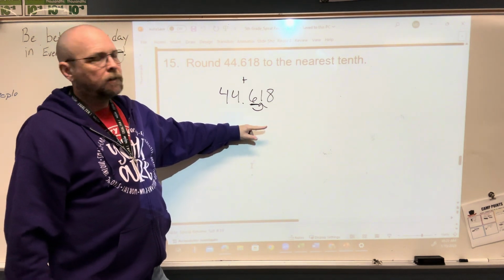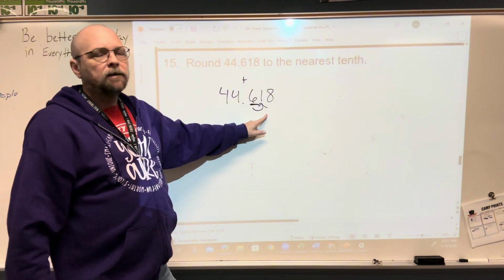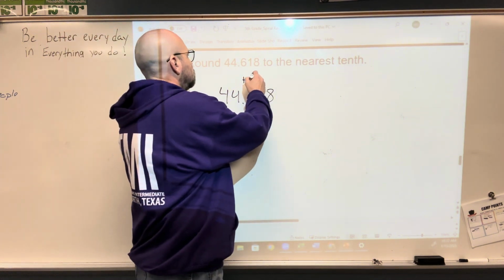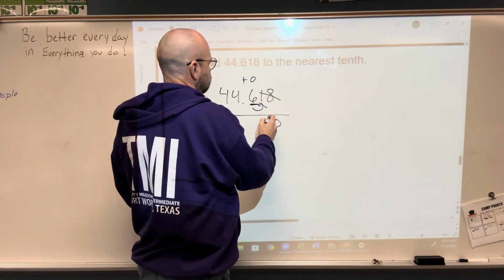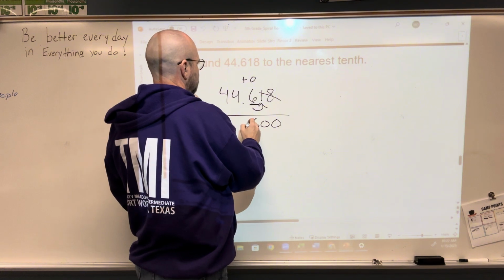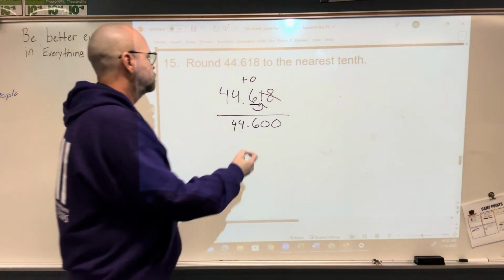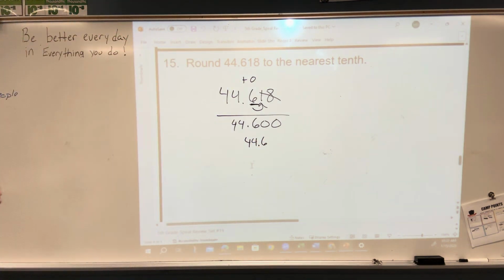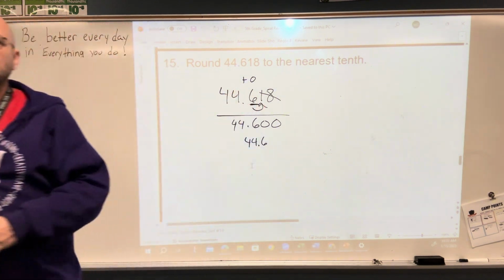Behind it is a 1. If the number in the place value smaller than it is less than 5, then I add 0 to this number. So I'm going to add 0, and this stuff's going to be left behind. I can put them as zeros, or I can leave it completely off. So 44 and 6 tenths. My last non-zero number is going to be in the tenths place because that's where I'm rounding it to.